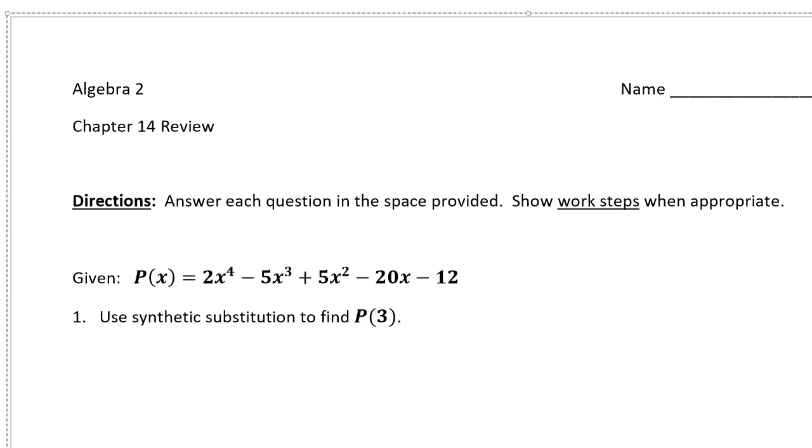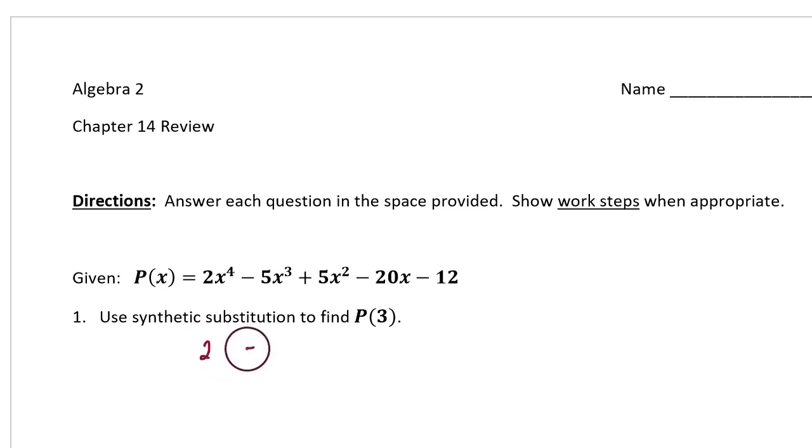Here are the solutions for the Chapter 14 review. Number 1, use synthetic substitution to find the value of p of 3. List the coefficients down from polynomial p. So 2 from the x to the fourth, negative 5 from the x cubed, 5 from the x squared, negative 20 from the x term, negative 12 is the constant.